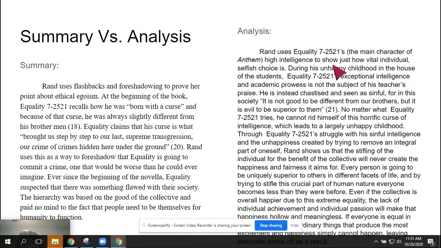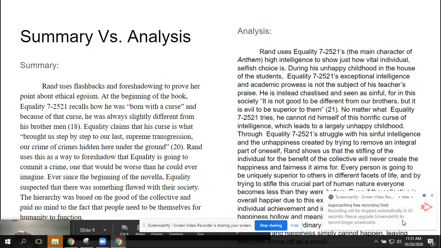This person right here does the same thing. They use author choices. They talk about literary devices, characterization. They know how to quote correctly as well. But if you look at the very, very bottom, they talk about real life. If everyone is equal in society, that simply cannot happen, and leaving everyone worse off as a result. And that's the difference between summary and analysis.